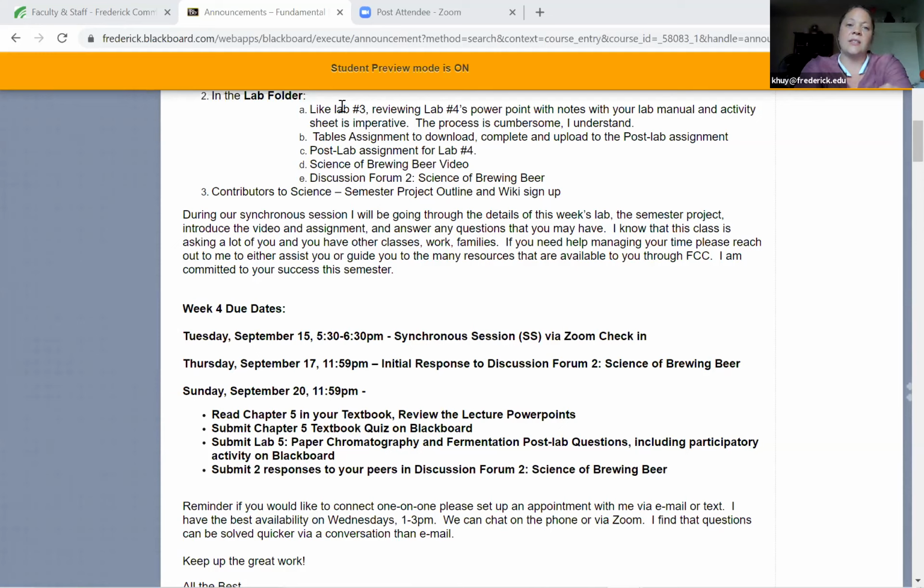And instead of this week having an additional assignment that is a worksheet or a test or a quiz, we have our second of 6 discussion forums. So I'll talk a little bit more about that when we get into that folder. Like I said, I'm going to introduce the semester project.